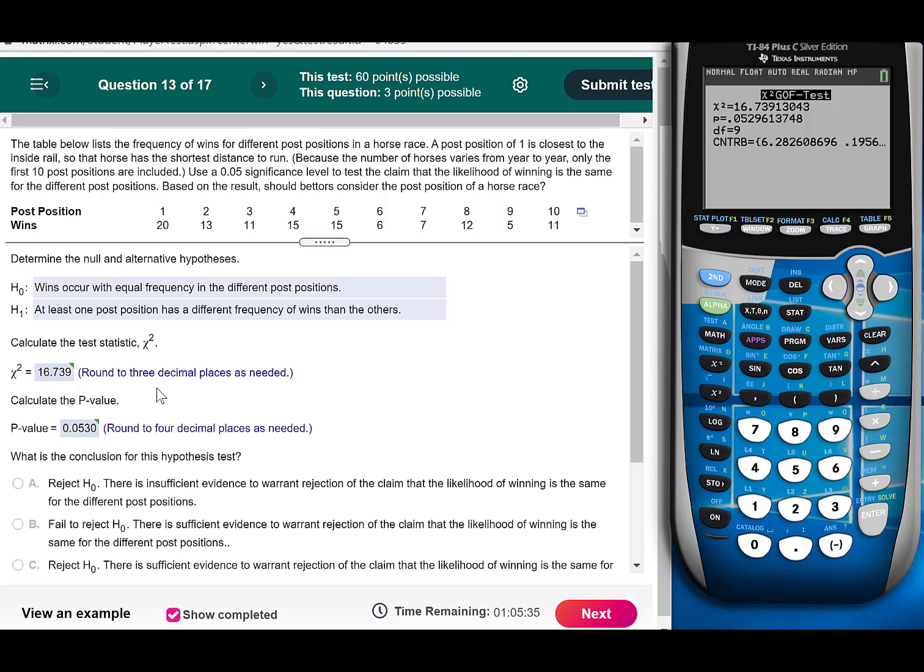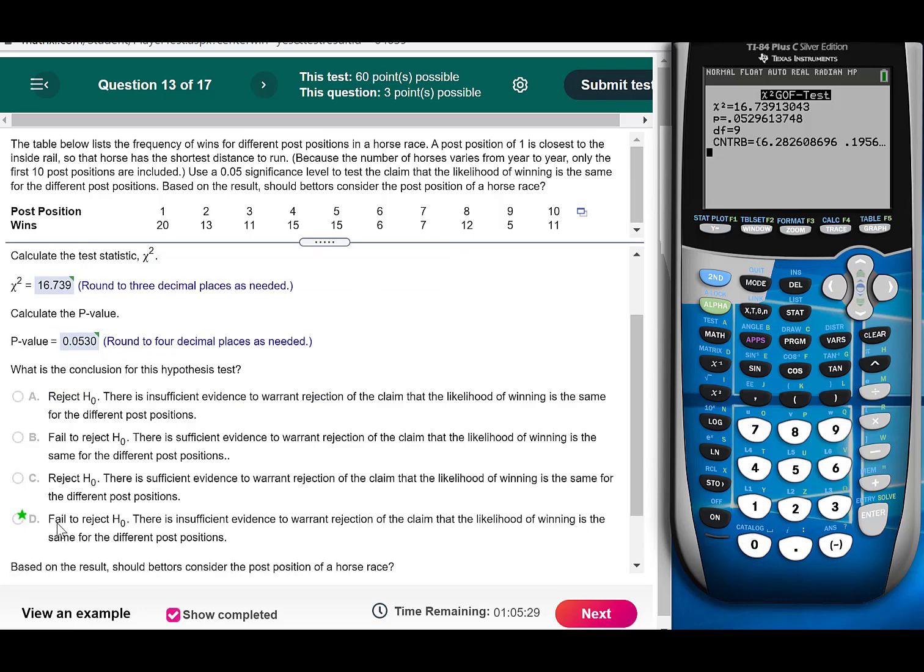And where is the fail to reject? It must be B, guys. So fail to reject the null hypothesis. There is not enough evidence to warrant rejection of the claim that the likelihood of winning is the same. We could not reject the claim. And that concludes the question.